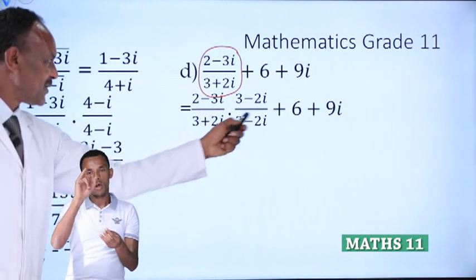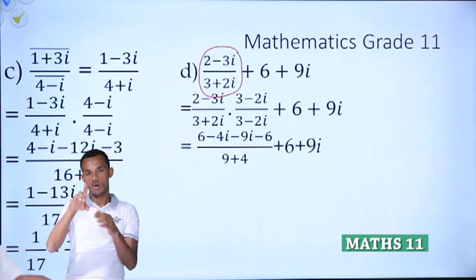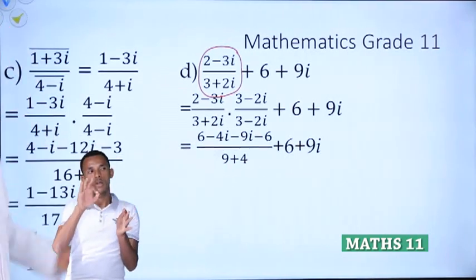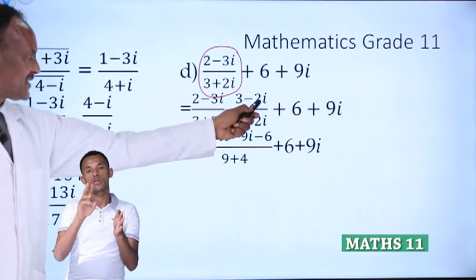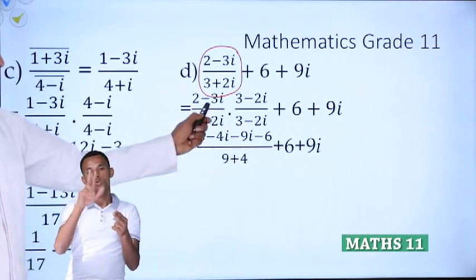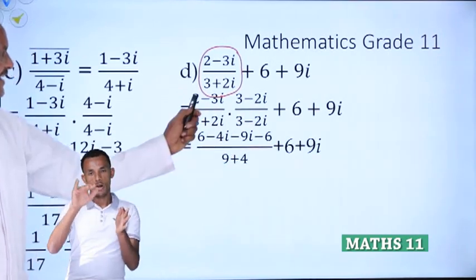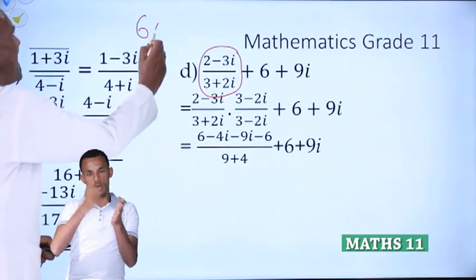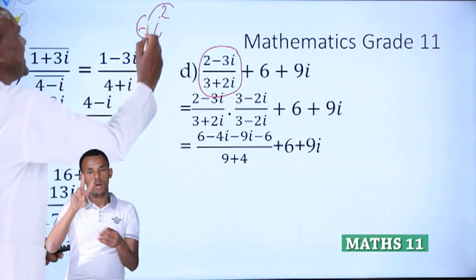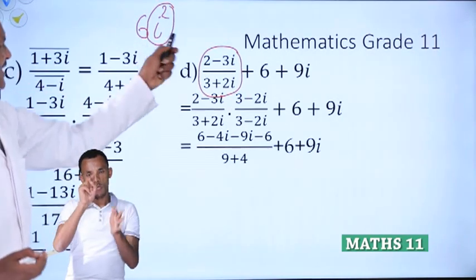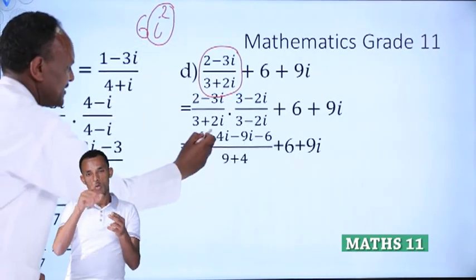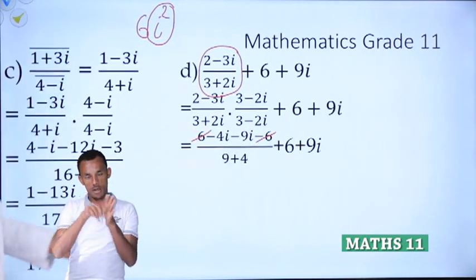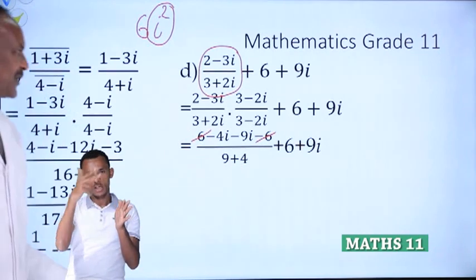When I apply the distributive property in the numerator and the denominator, you will have 6 minus 4i minus 9i minus 6. 2 times 3 is 6, 2 times negative 2i is negative 4i. Negative 3i times 3 is negative 9i. Negative 3i times negative 2i gives 6i squared. But i squared is negative 1, so negative 1 times 6 gives negative 6. This will be cancelled. Negative 4i minus 9i gives negative 13i. 9 plus 4 is 13.